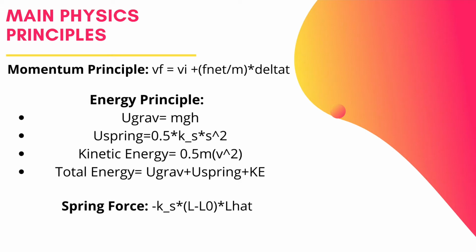Also, we use equations such as mass times gravity times height to calculate the gravitational potential energy. And to calculate the spring potential energy, we used 1/2 k sub s, which is the spring constant, times s squared, which is L minus L naught squared. We also used the equation for spring force, which is negative k sub s, or spring constant, times L minus L naught times L hat.